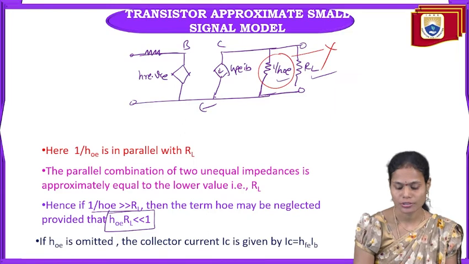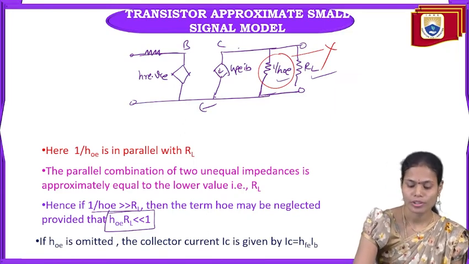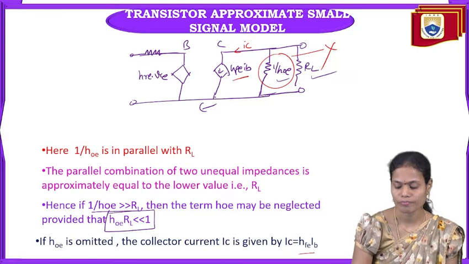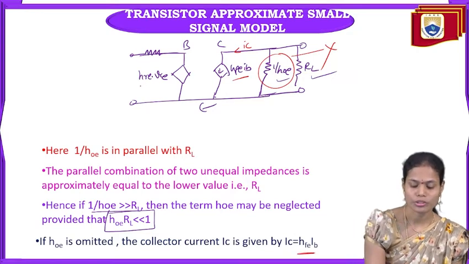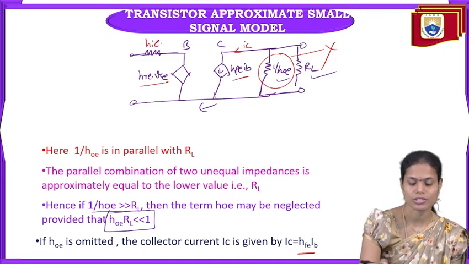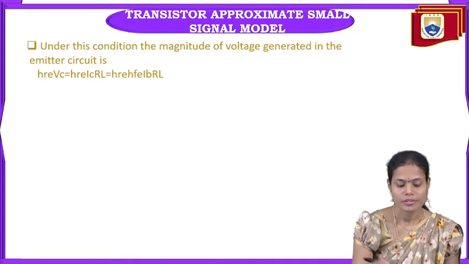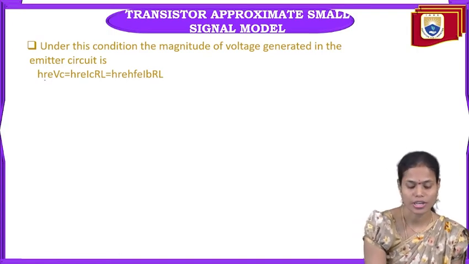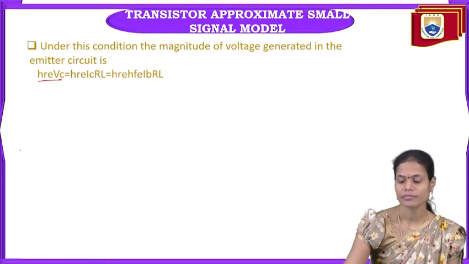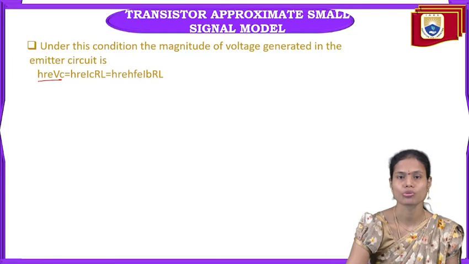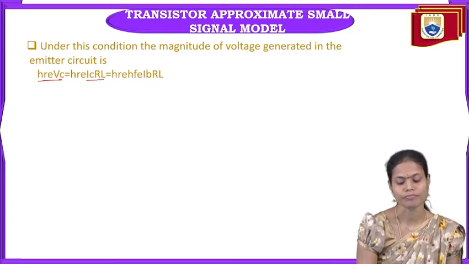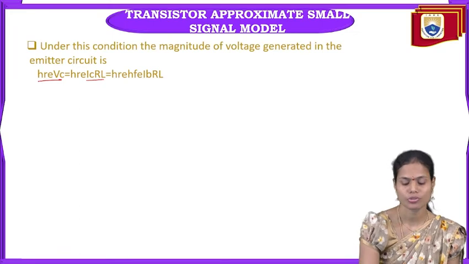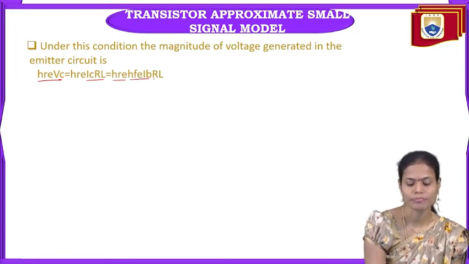Once the 1 by HOE term is neglected on the output side, what is the effect on the collector current or output current? The collector current is equal to HFE into IB. And what about this HRE VC? What is its effect? We have to see. The magnitude of the voltage generated, that is the output voltage of the circuit, is HRE VC. And what is the value of VC here? It is given by the collector current IC through the load resistance RL, so VC equals IC into RL. Again, IC from the circuit is HFE into IB. After substituting that, we get HRE HFE IB into RL.